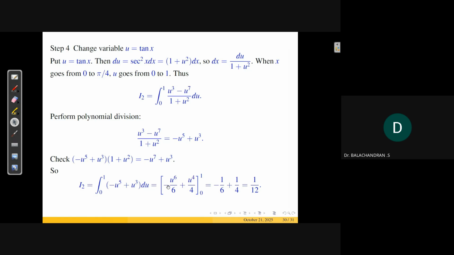Now integrate: minus u power 6 by 6 plus u power 4 by 4. Limit is from 0 to 1. So upper limit is minus 1 by 6 plus 1 by 4. Lower limit is 0. If you take the LCM, you'll get 1 by 12. So I2 is 1 by 12. I1 is 0.